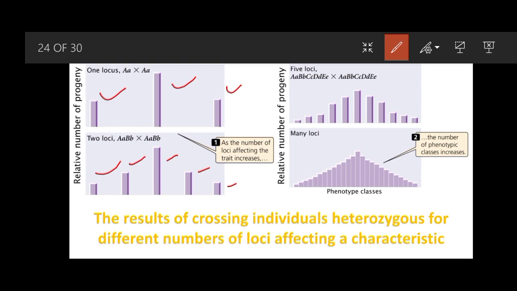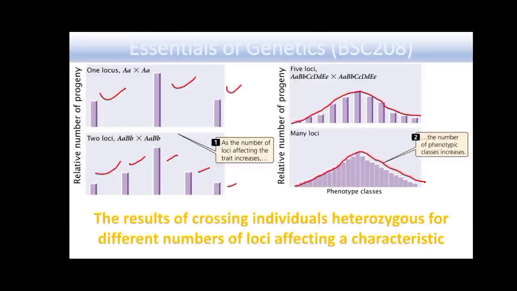But when there are five loci, there is a range of variation, and when there are many loci, it further complicates the association of different genotypes and phenotypes. So when the number of loci increases, the number of genotypes is also increasing, and then it is very difficult to assign different genotypes to different phenotypes.